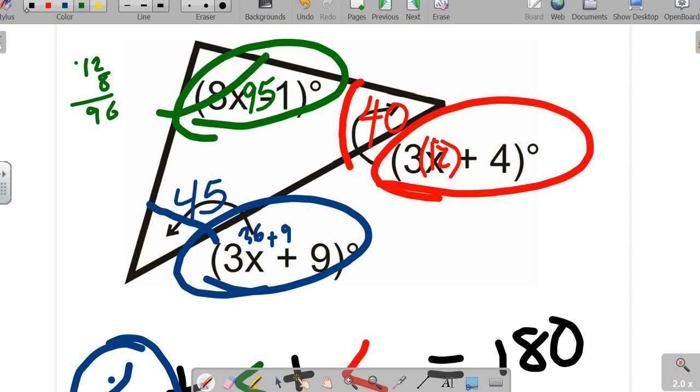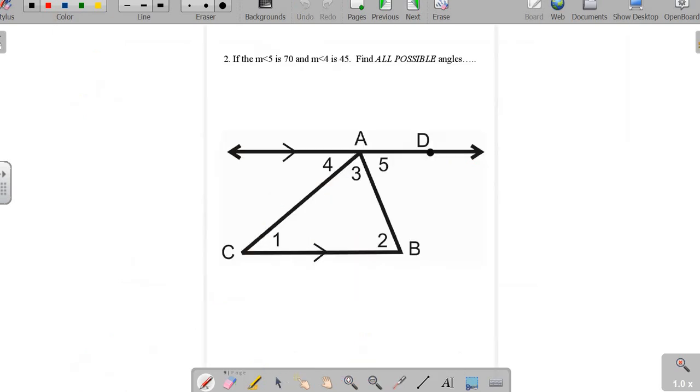Then you can do a check and ask yourself, does 45 plus 40 plus 95 equal 180? And it does. That's how you know you're correct. Taking a look here, notice the little arrow feathers. That means these are parallel.